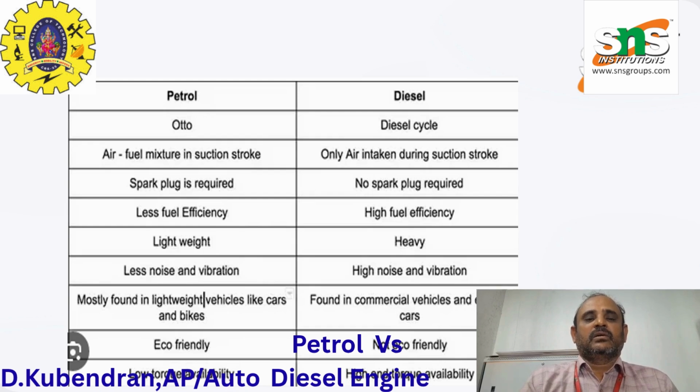Emission-wise, carbon monoxide emission is higher in a petrol engine. In a diesel engine the carbon monoxide emission is less because of the complete combustion of the diesel. Application-wise, the petrol engine is used in cars, bikes, scooters and so on, and the diesel engine in trucks, buses and similar vehicles. These are the uses. Thank you.